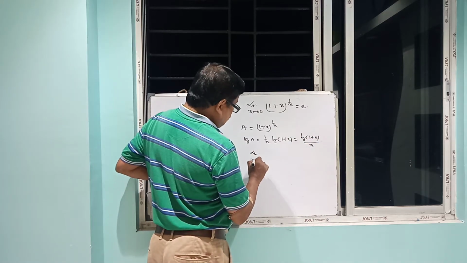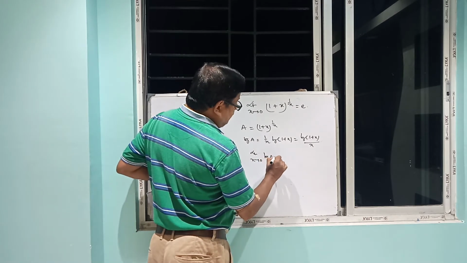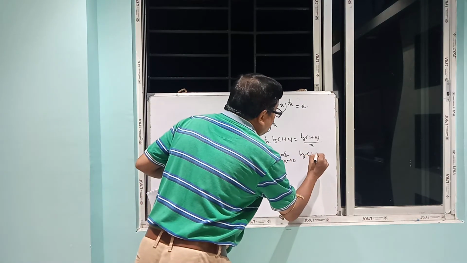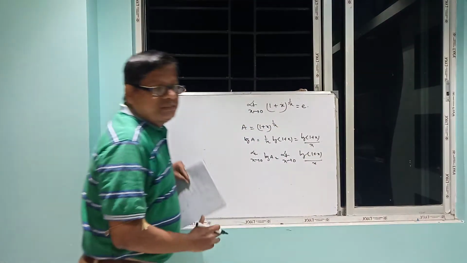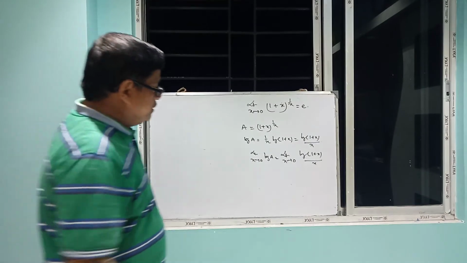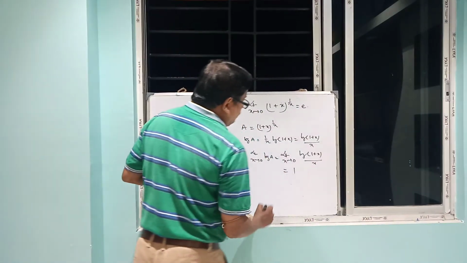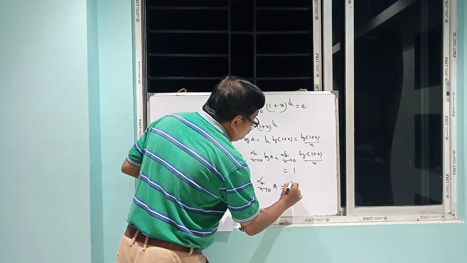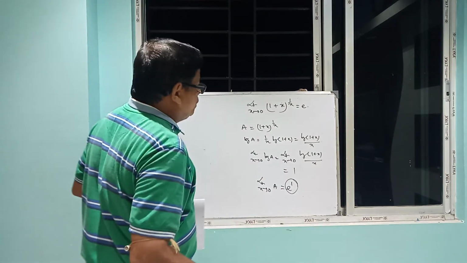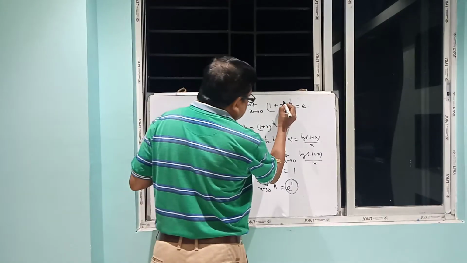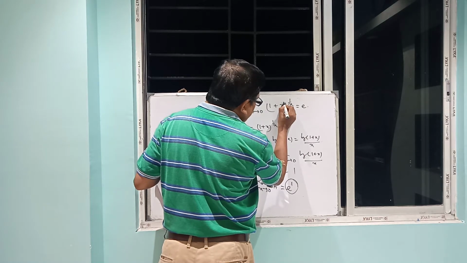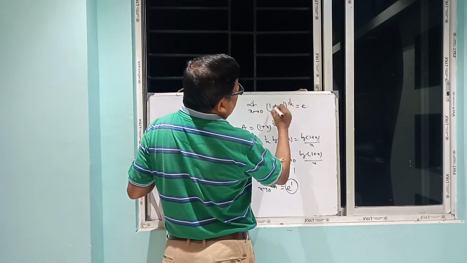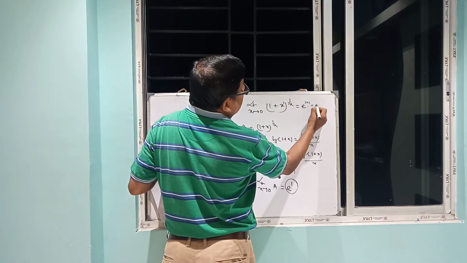So limit x tends to 0, log a you can write as limit x tends to 0, log 1 plus x by x. All of you know this is 1. So limit x tends to 0, a equals e to the power 1, that is e. One thing all remember: whatever power is there, if nothing is there, that is 1. So here e to the power 1 into 1, that is e.